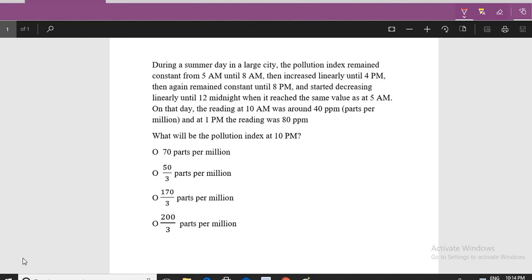Hi everyone, my name is Bharti Chaudhary and today we are going to discuss question number 16 of the mock test paper. So let's see the question.